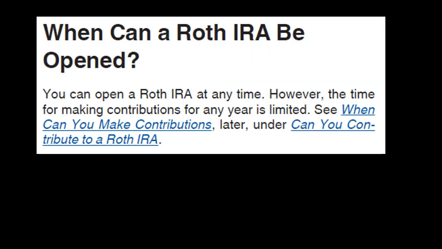When can a Roth IRA be opened? You can open a Roth IRA at any time. However, the time for making contributions for any year is limited. See when you can make contributions later under can you contribute to the Roth IRA.